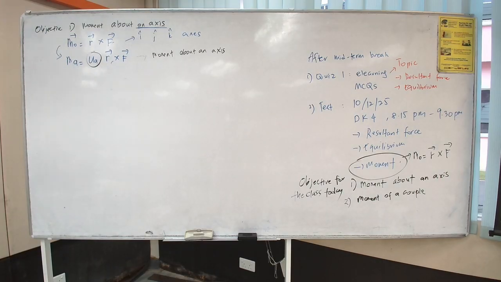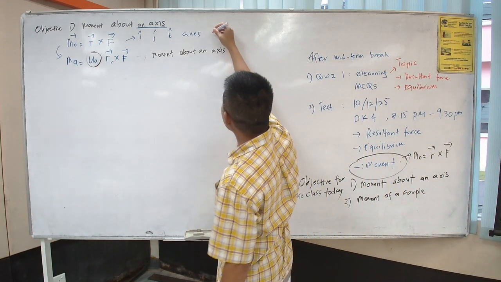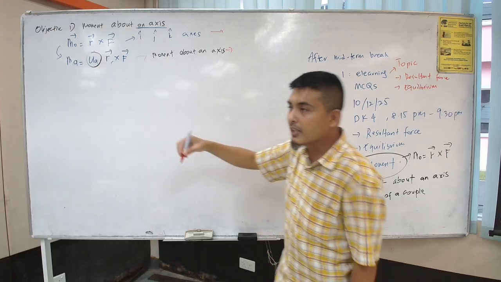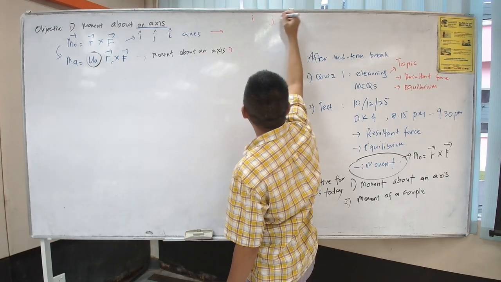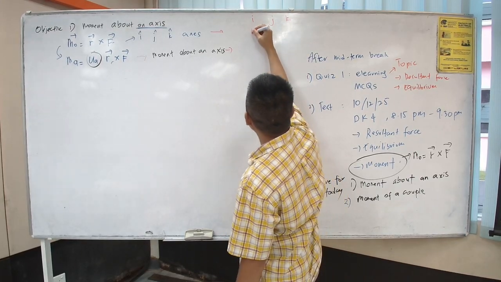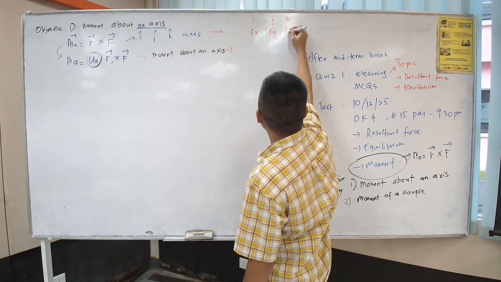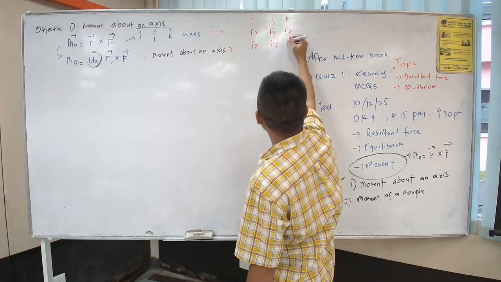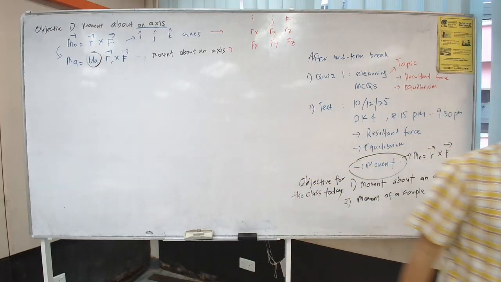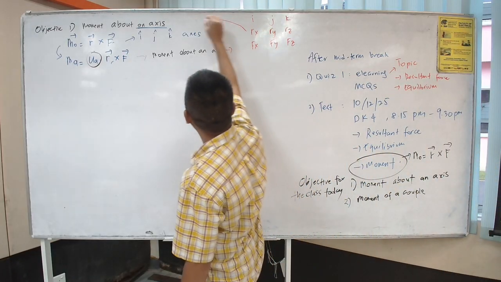You see the formula, it looks easy, doesn't it? Okay. So if you convert to the mathematical equation, if you still remember, this is the moment formula: i, j, k, this is Rx, Ry, Rz, this is Fx, Fy, and Fz. Okay. So this is for this moment.